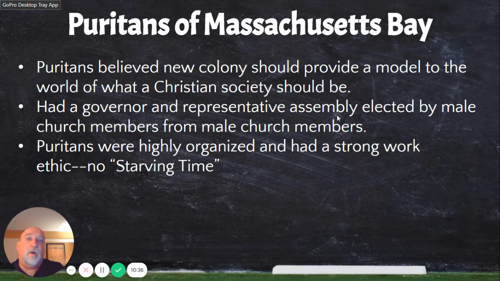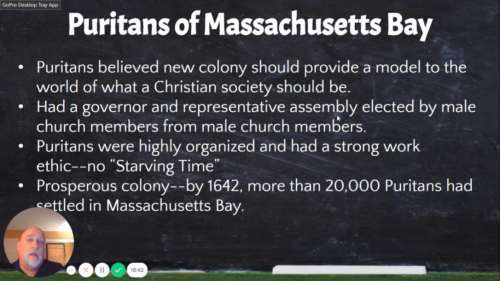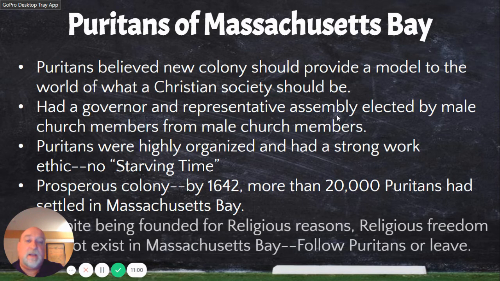The Puritans were highly organized. They're not going to have the starving time that we've talked about when we talked about Jamestown. In fact, it's going to be a very prosperous colony. Within 13 to 15 years, there are more than 20,000 Puritans living in Massachusetts Bay. So Massachusetts is going to grow rapidly. It is going to become an economic powerhouse. It's going to be really important.